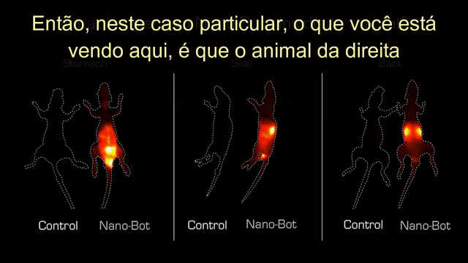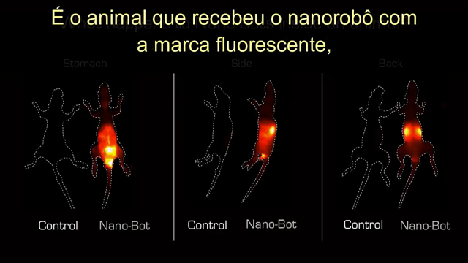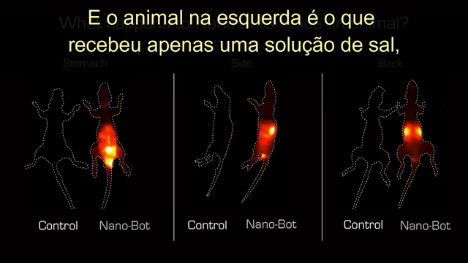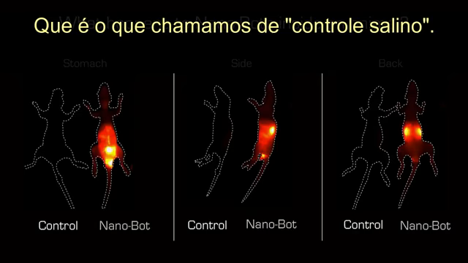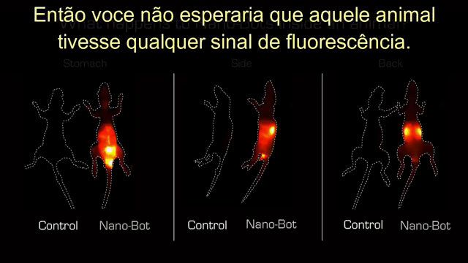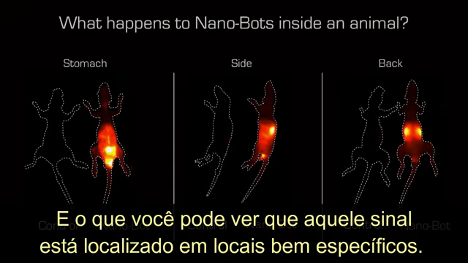In this particular case, what you're looking at here is the animal on the right in these images is the animal that received the fluorescently labeled nanobot. And the animal on the left is an animal that received just a salt solution, which is what we call a saline control. So you would not expect that animal to have any fluorescent signal. And what you can see is that that signal is localized in very specific places.